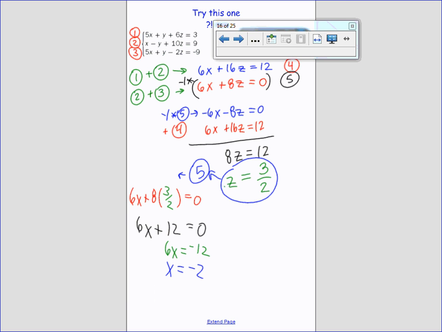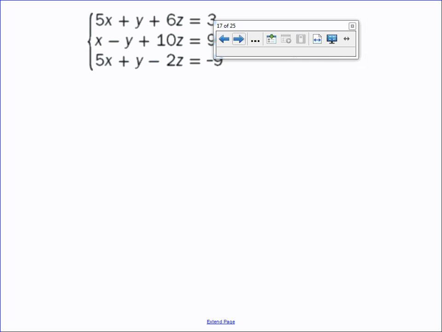By golly, we so far have x equals negative 2. We've got z equals 3 halves. I'm going to go ahead and import that to this next page.